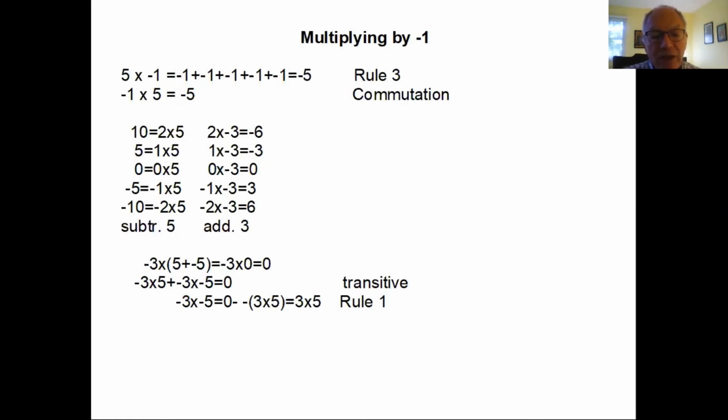So here we have minus 3 times 5 plus minus 5. 5 plus minus 5 is 0. And minus 3 times 0 is 0. So minus 3 times 5 plus minus 3 times minus 5 we get as a result of the distributive property. And then we subtract the minus 3 times 5 from 0, and we're subtracting a negative number, which is the same as adding a positive number. So negative 3 times negative 5 is equal to positive 3 times positive 5.